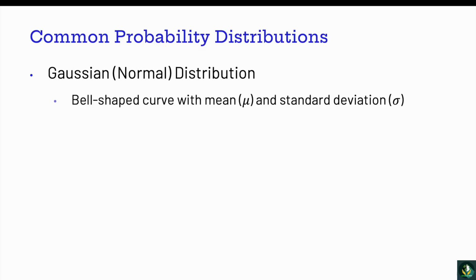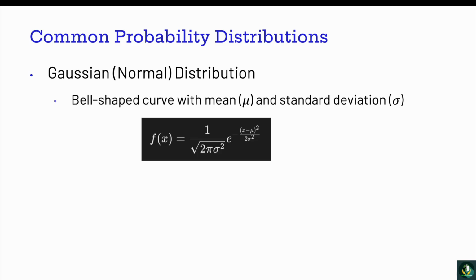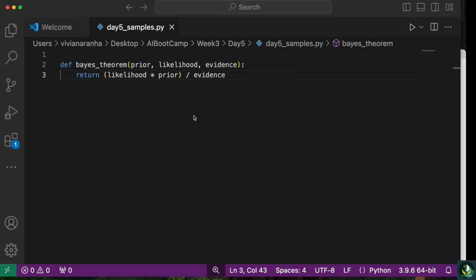Now we are going to talk about different probability distributions, starting with the Gaussian distribution, which is also called a normal distribution. It's a bell-shaped curve with mean mu and standard deviation sigma. The formula for it is f(x) equal to 1 divided by the square root of 2 pi sigma squared, times e raised to minus (x minus mu) squared divided by 2 sigma squared. An example of this can be modeling continuous data like heights or test scores. We can look at a Python example for that.